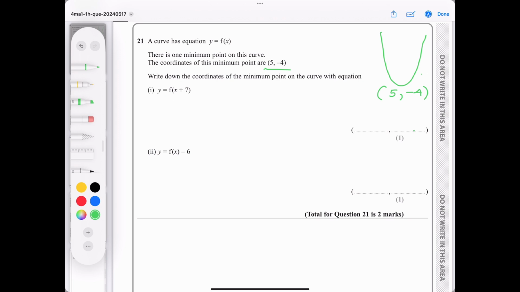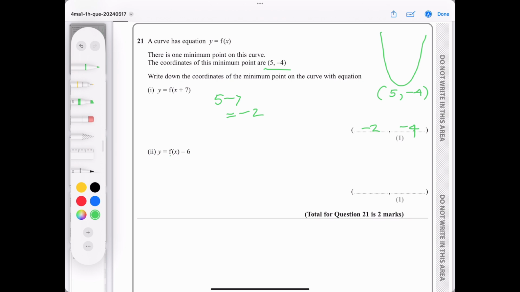Now it says f(x + 7), and we're going to move it based on this. You would think you would move to the right by 7, so it would be 5 plus 7, minus 4, but it's actually 5 minus 7, so 5 minus 7 equals minus 2, minus 4, because we have to make the bracket equal 0.